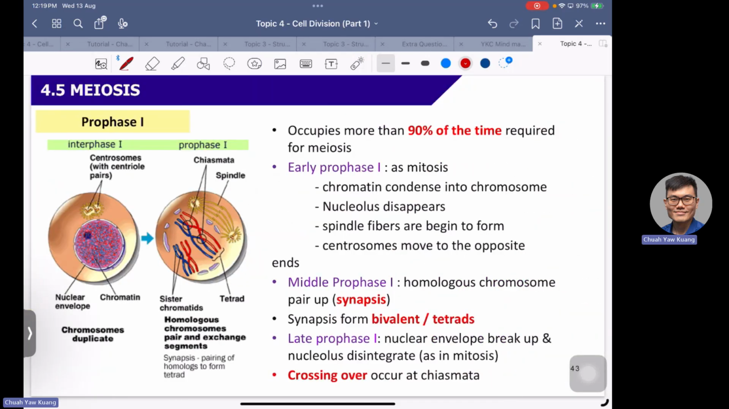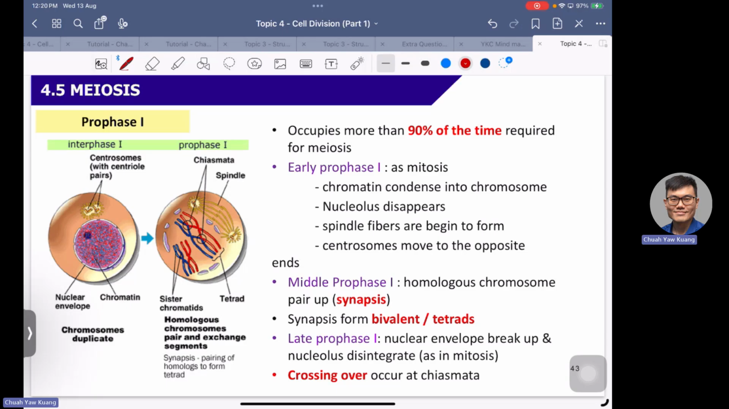Prophase 1 in meiosis. In meiosis, you can see there are so many phases, right? Yeah, prophase 1 is even longer, even longer than the prophase of mitosis. You can imagine how long meiosis is, with so many phases, it takes up to 80 to 90% of the time. So prophase 1 is where a lot of things are occurring. Most of the things all occur in prophase 1.